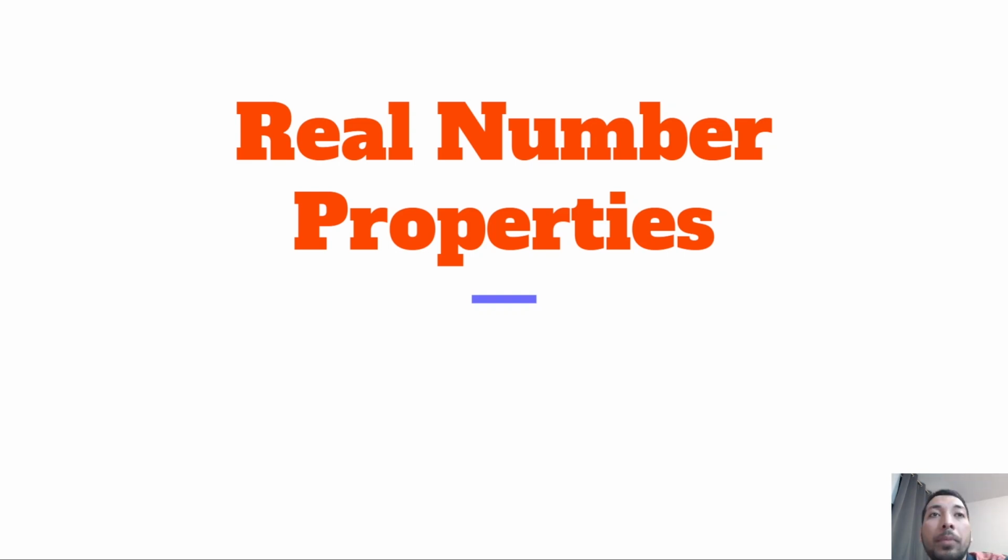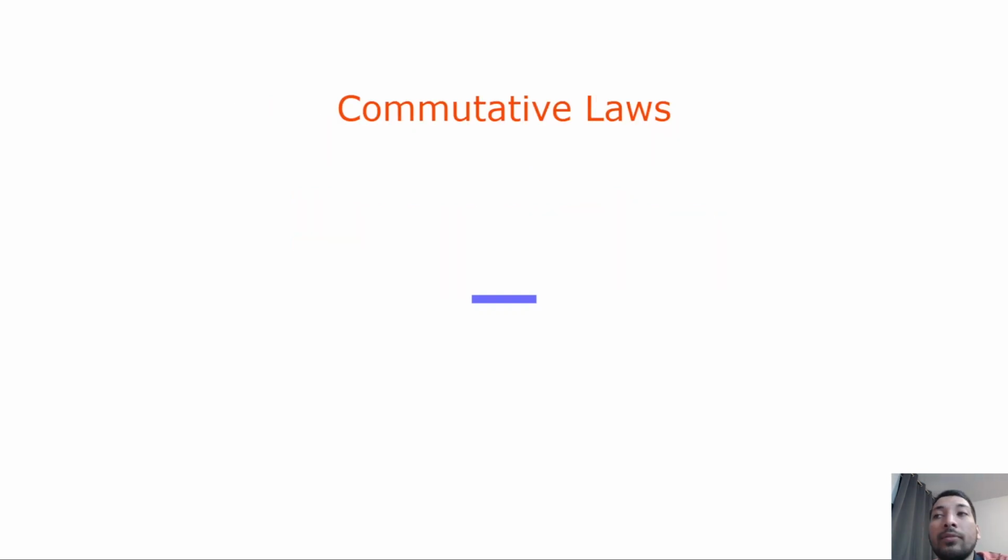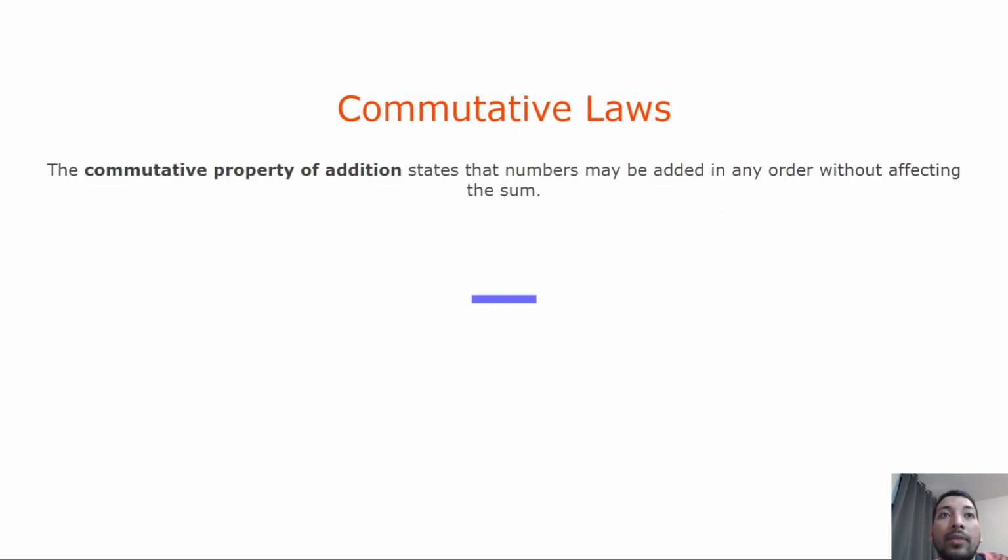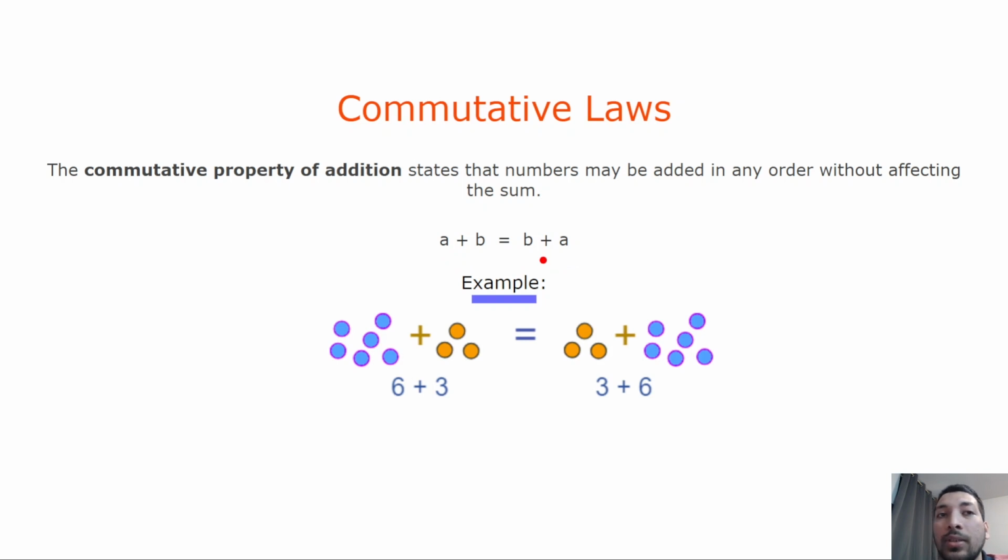Here are the main properties of real numbers. First of all, we have commutative laws. The commutative property of addition states that numbers may be added in any order without affecting the sum. So if we add a and b, a plus b is the same as b plus a. For example, 6 plus 3, which equals 9, is the same as 3 plus 6, which equals 9 as well.